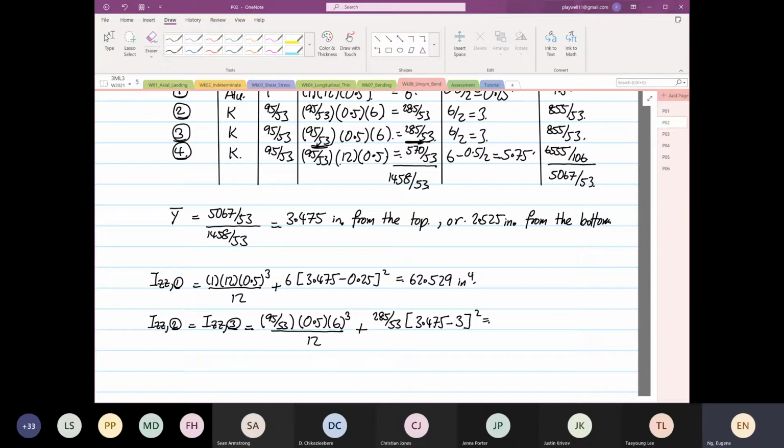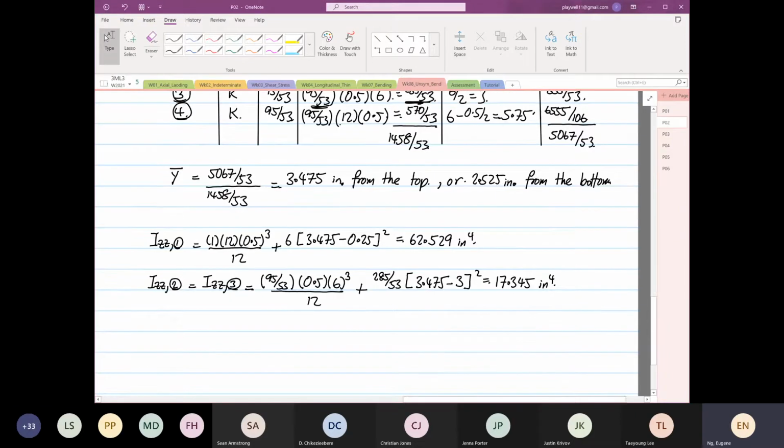I get 17.345. Okay, so 17.345. If I make a mistake, let me know. Inches to power 4. I'll check again. 95 over 53 times 0.5 times 6 power 3 divided by 12 plus 285 over 53 multiplied by (3.475 minus 3) close bracket squared, and then 17.345. Correct. So the last one is IZZ4.